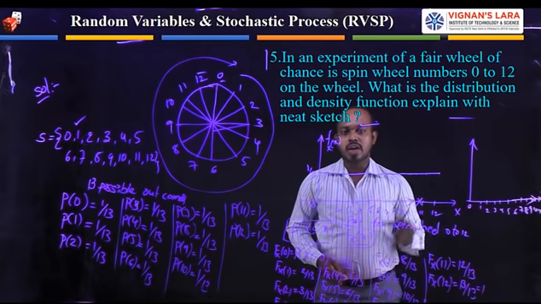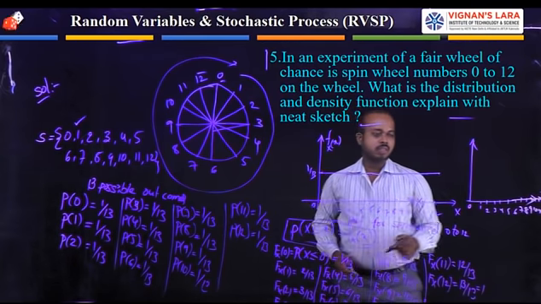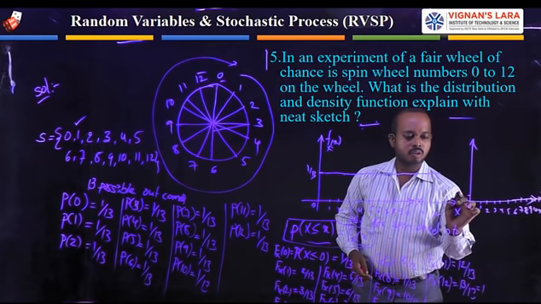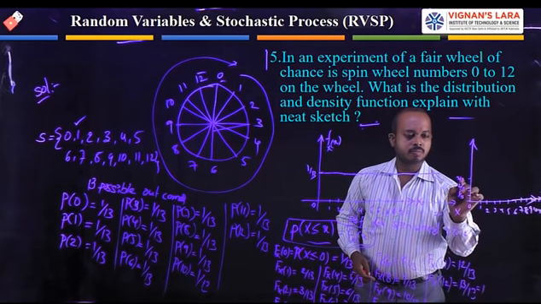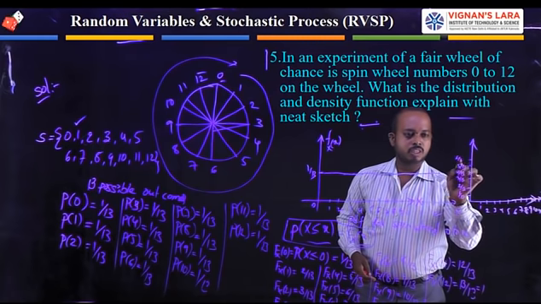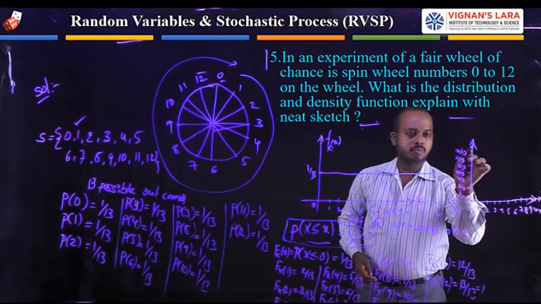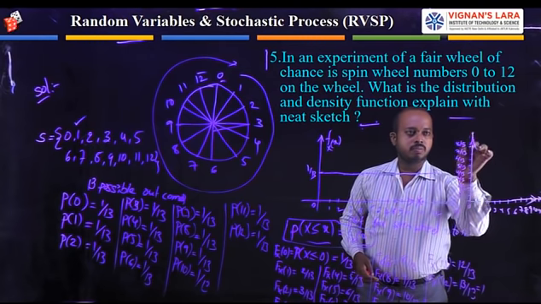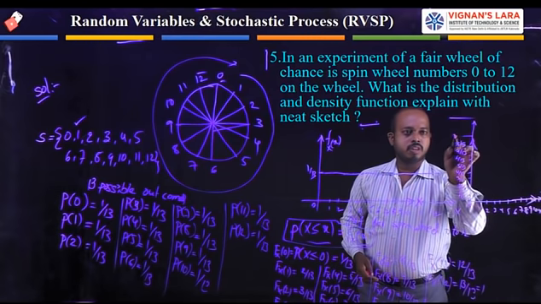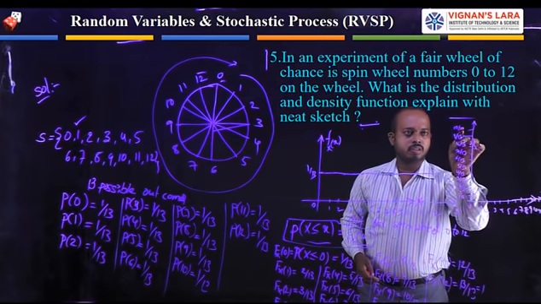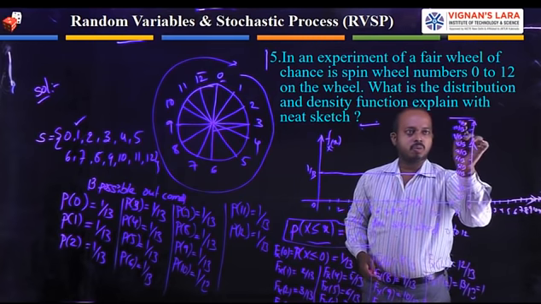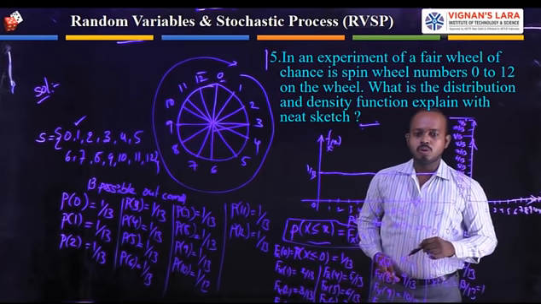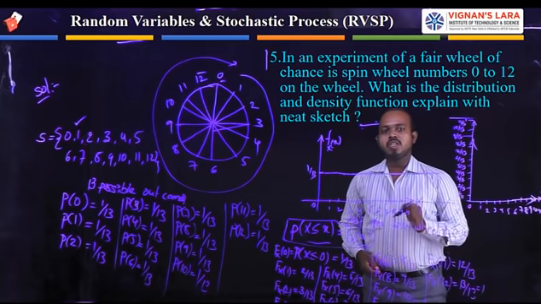What quantities are we having? Those quantities are 1 by 13, 2 by 13, 3 by 13, 4 by 13, 5 by 13, 6 by 13, 7 by 13, 8 by 13, 9 by 13, 10 by 13, and 11 by 13. We have marked every value up to 1.